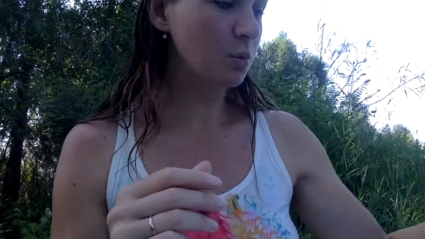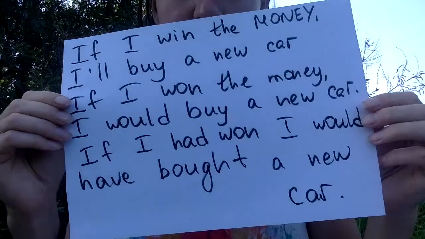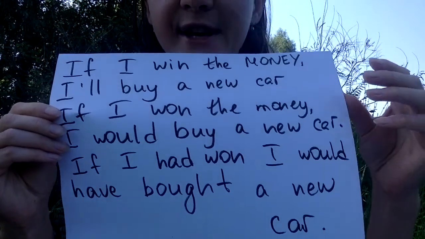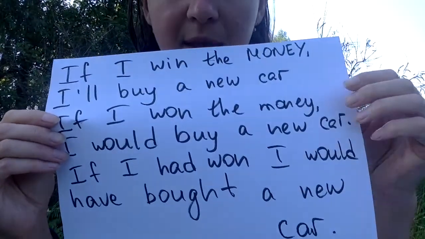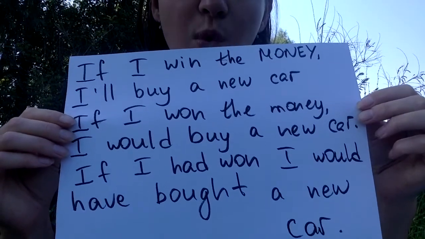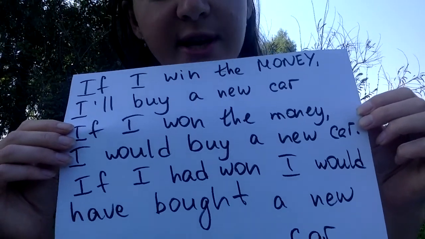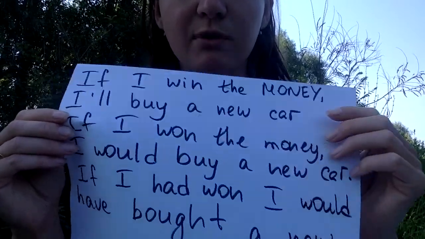Okay? So we are moving on to the next. And let's just revise all these three types. If I win the money, I will buy a car. Якщо я виграю гроші, я куплю машину. Так? Теперішній. If I won the money, I would buy a new car. Якби я виграла гроші, я би купила машину. Просто собі бажання. Your general wish.